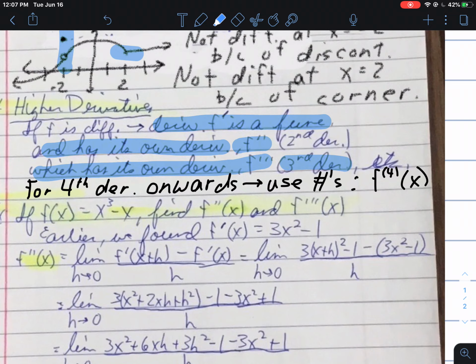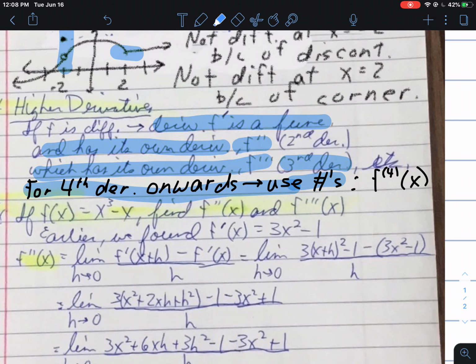But again, what is the derivative? It's the rate of change of a function. So what is f prime? It's the rate of change of f. What is f double prime? It's the rate of change of f prime. What is our third derivative? It's the rate of change of our second derivative. Because individually, each of these are just functions, and each derivative describes the rate of change of the previous derivative. Now, once you get past the third derivative, because we just can't keep putting tick marks forever and ever, from the fourth derivative onwards, we use numbers.